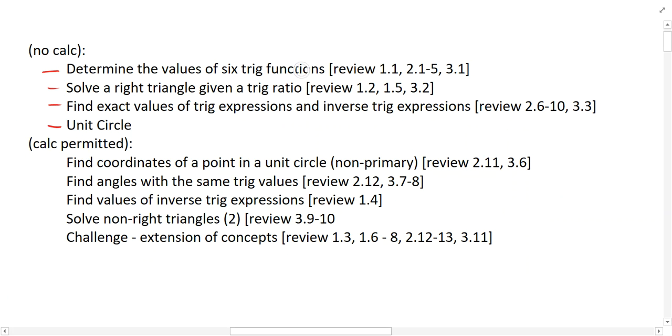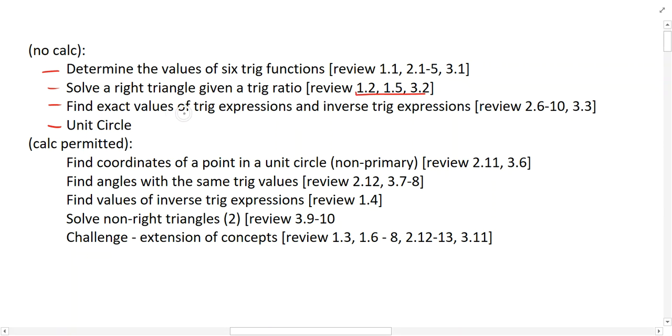Determine the values of 6 trig functions, and if you look at Math Excel, you can access questions from sections 1.1, 2.1 through 2.5, and 3.1 for extra practice on these style of questions. You should be able to solve a right triangle given a trig ratio, say sine of theta equals 2/5 or something like that. And again, these sections from Math Excel can be used for practice.